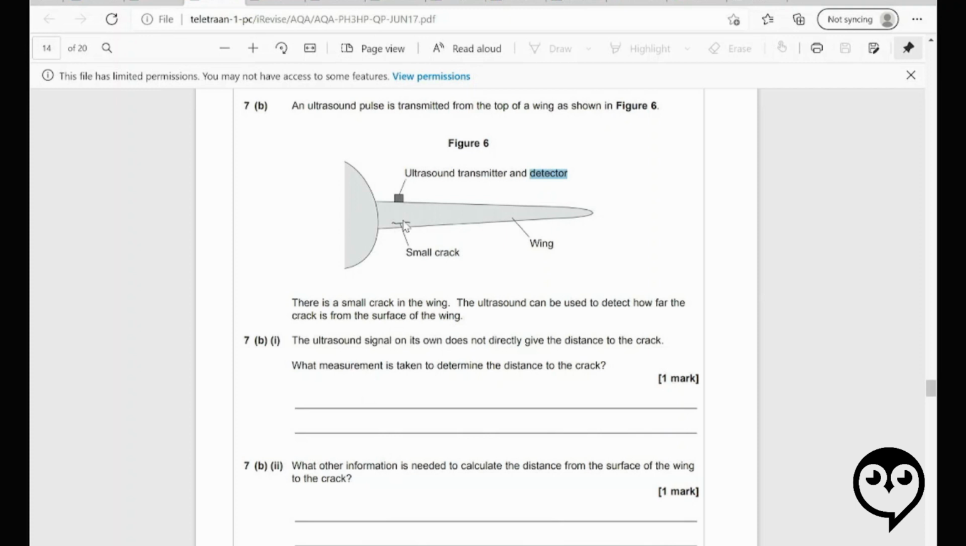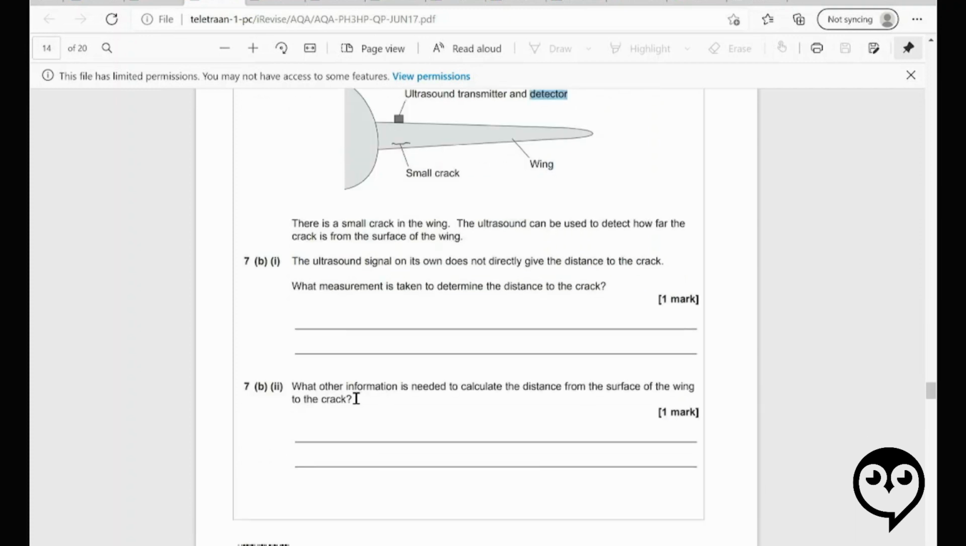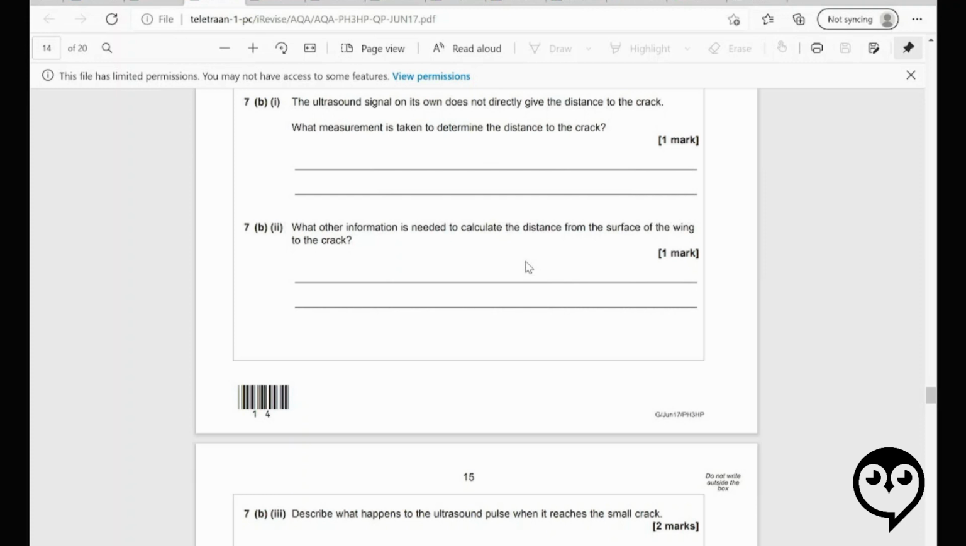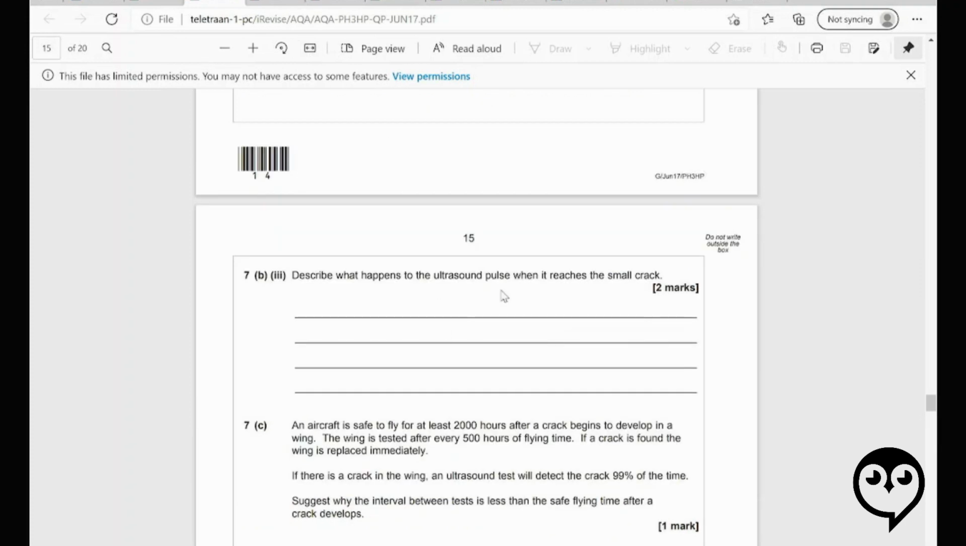Because of that crack, part of it will be reflected back. What other information is needed to calculate the distance from the surface of the wing to the crack? The information we need is the speed of the ultrasound wave. What happens to the ultrasound pulse when it reaches the small crack? Well, there's going to be a reflection, because there'll be a change in medium, and because it's less dense, some will go through, some will reflect back. That would be my guess.